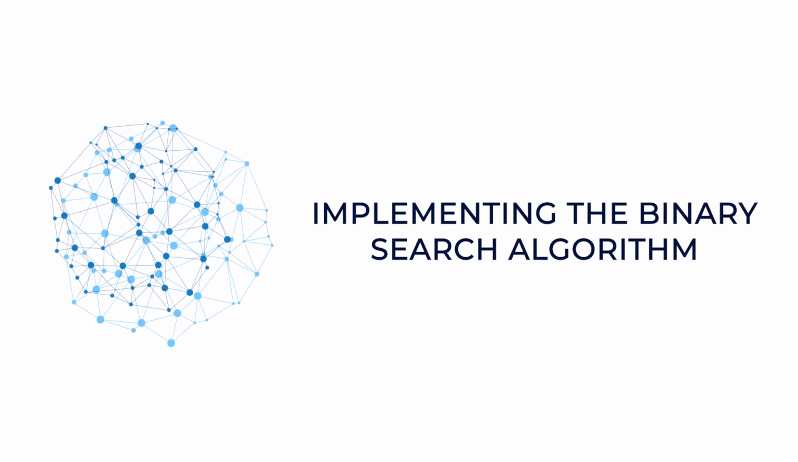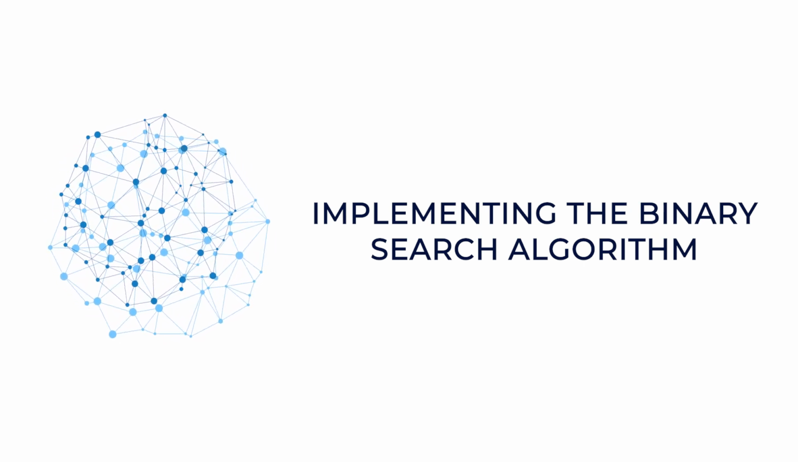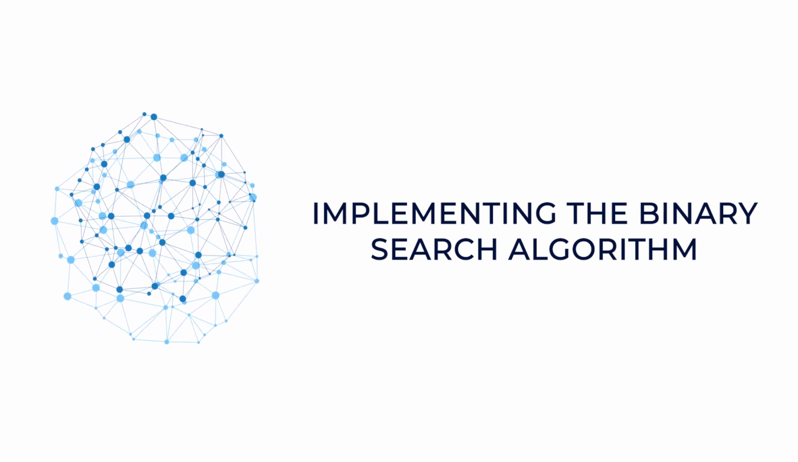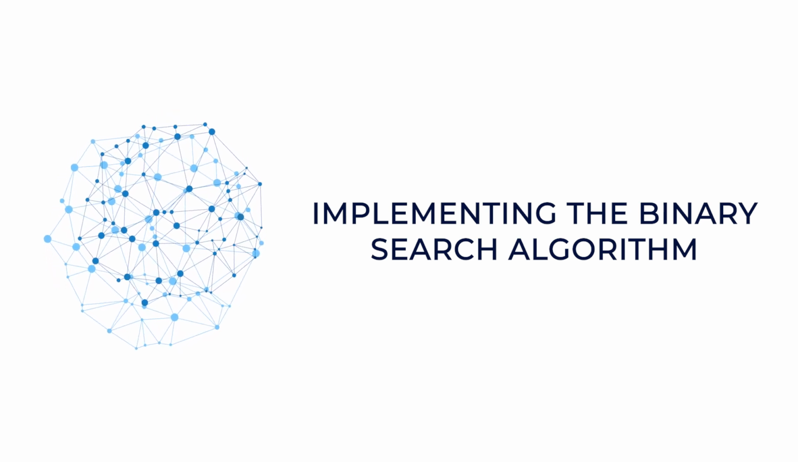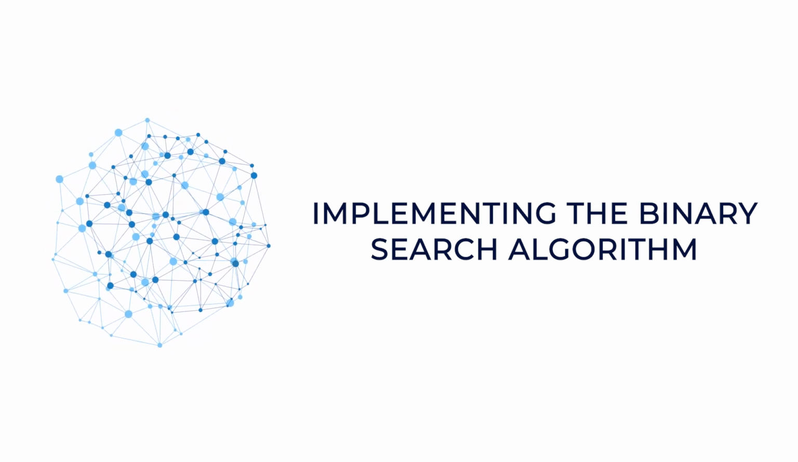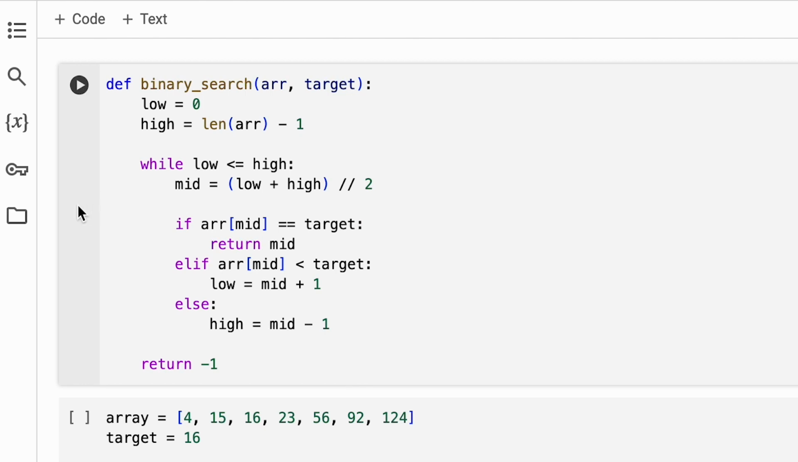Alright, our first challenge is a classic, implementing the binary search algorithm. Now, if you're not familiar with it, it's okay. We'll walk through it step by step in this video. Here's the breakdown. We start with a sorted array and a target value we want to find. We initialize two pointers, low and high, to the start and end of the array respectively.